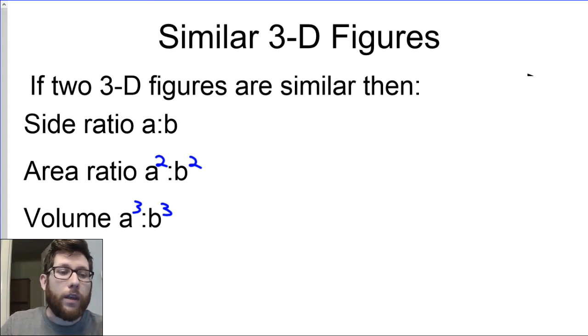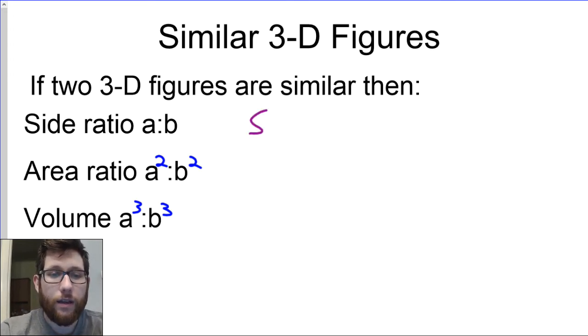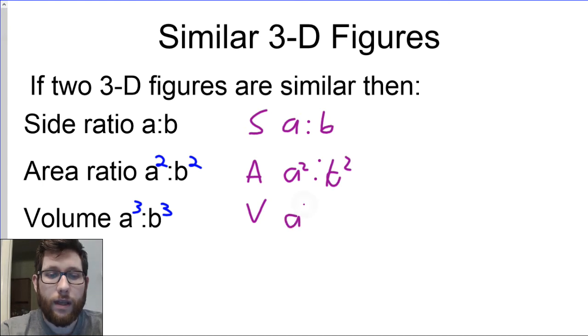bigger than the other. Now, there's a special rule that goes with similar 3D figures, and that's this one right here that's written down. Side ratio A to B, area ratio A squared to B squared, volume ratio is A cubed to B cubed. Now, this looks kind of complicated, but it's really not. In fact, we can actually write it just like this. Side, area, volume, okay, SAV, and so every single problem is going to follow this format. Side is A to B, area is A squared to B squared, and volume is A cubed to B cubed. So that should be an A cubed and B cubed, just like that.